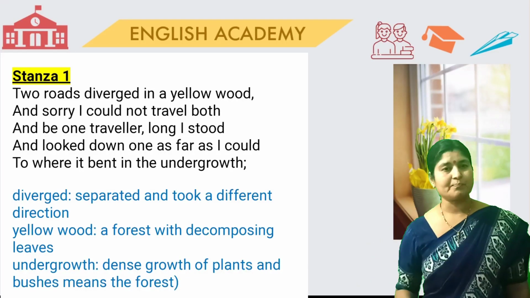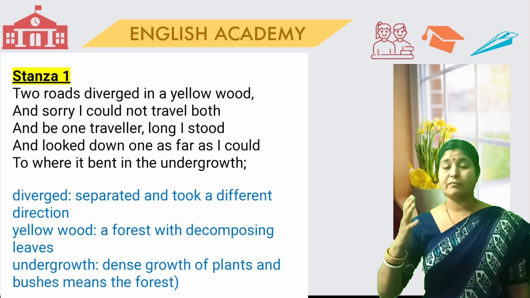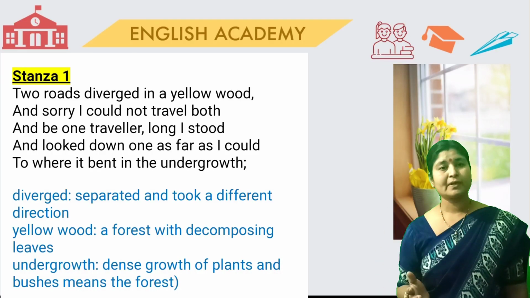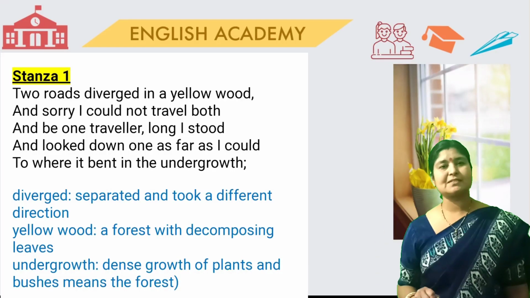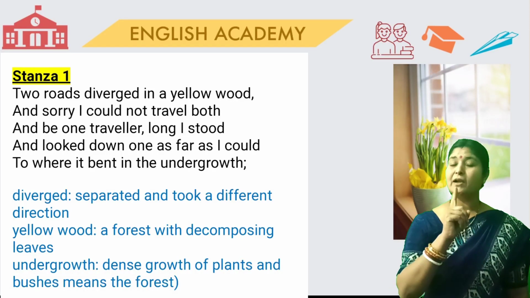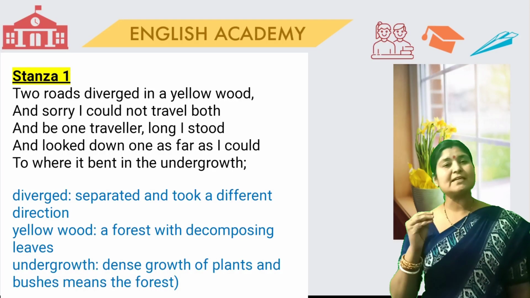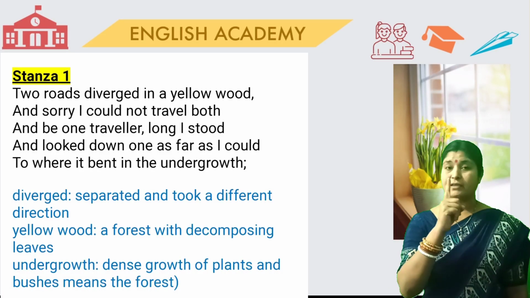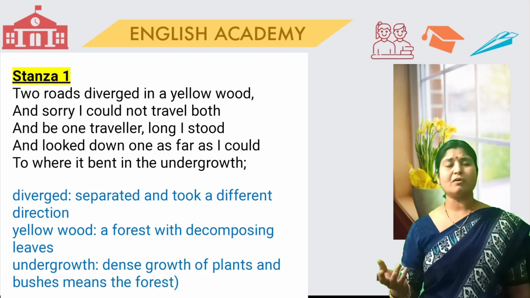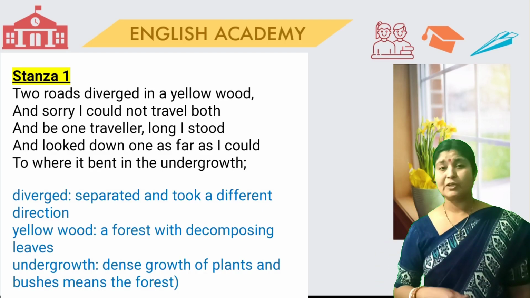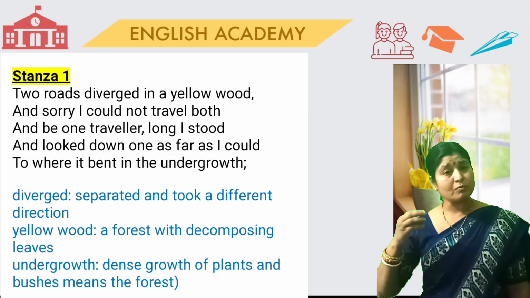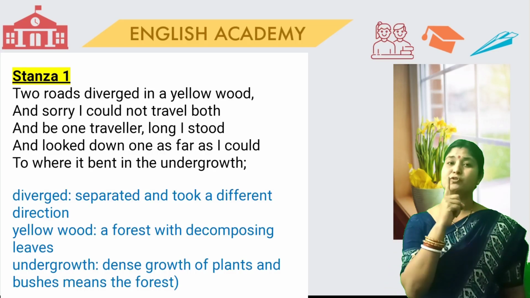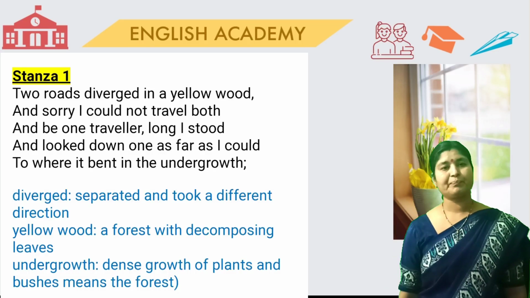In the first stanza, the poet was walking down a forest road, and then there was a diversion. There were two different paths, and he had to choose one out of them. The poet says that as he was one person, an individual, he could not travel on both the roads. He could travel only one path, but he has to choose any one out of these two routes.